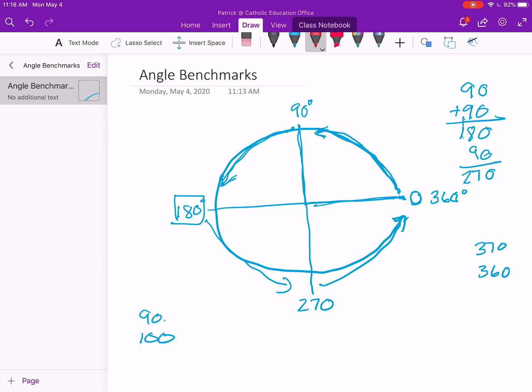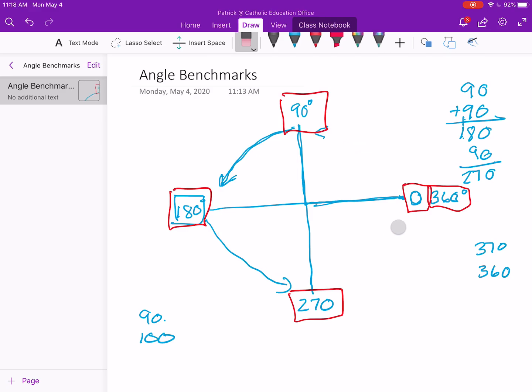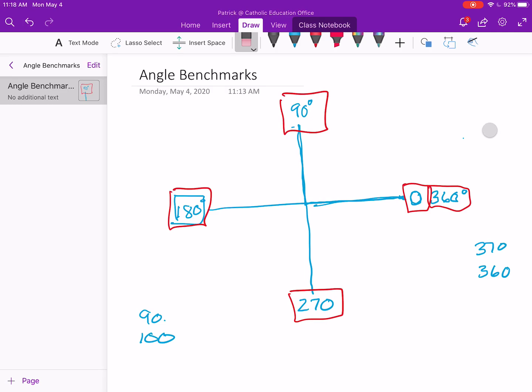So these angles, these are benchmark angles. 0, 90, 180, 270, and 360. These are common angles, and we can use them to estimate other angles. Now, there is another set of benchmarks just to make things more accurate. I could just do these, and I could be fairly accurate with my estimations, but just to be a little more accurate, there's another set, and I'm going to make these in red just to make a different color. But they kind of go right in between all of these.